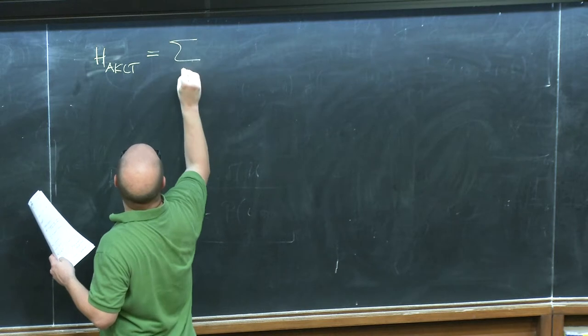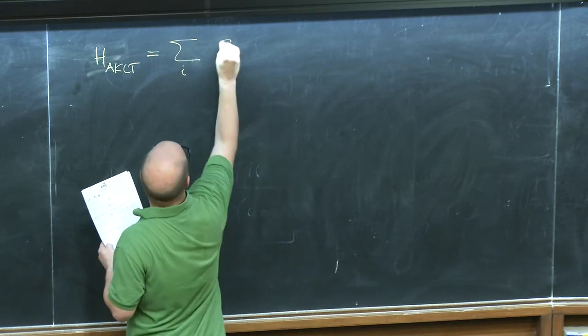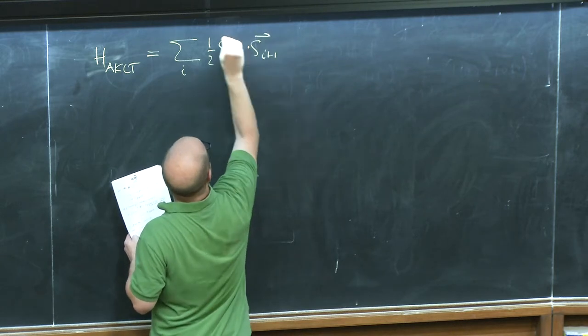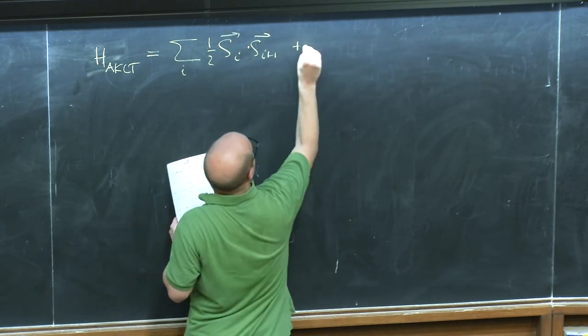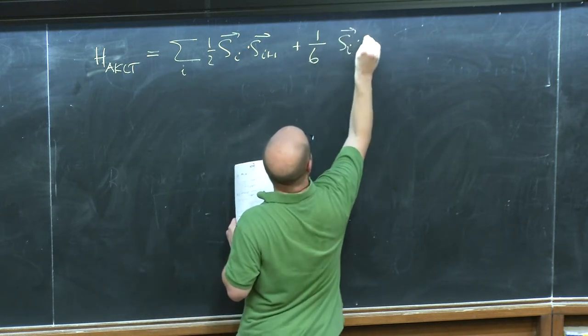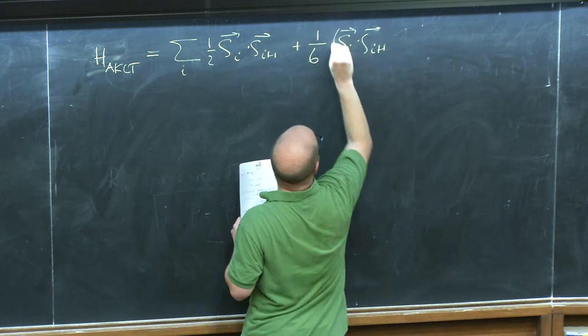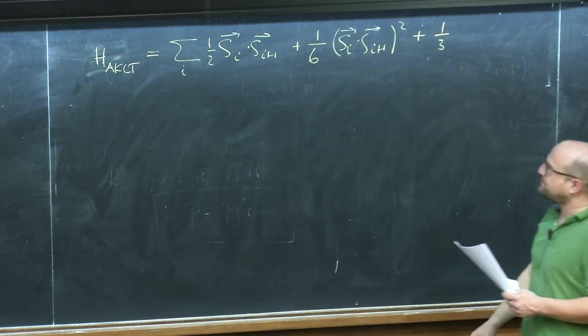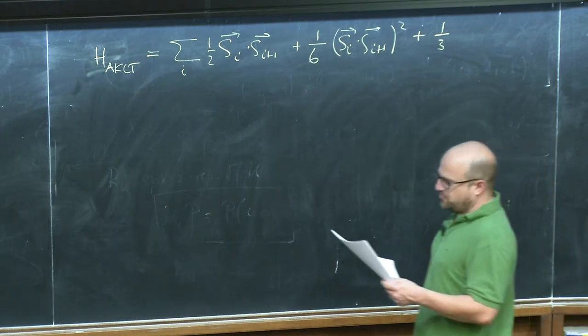But in the end, what you get is that this projector into the spin 2 subspace is of the following form. It has a term which is a Heisenberg interaction. It has a, you might argue, comparatively small correction to the Heisenberg term. And a constant which doesn't really matter. So this is kind of close to Heisenberg, right?